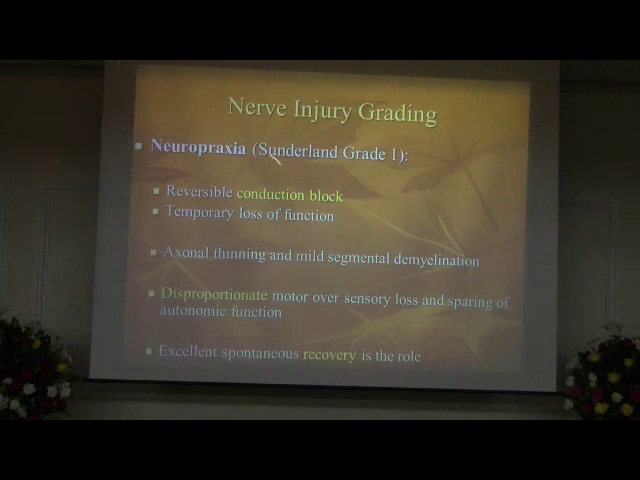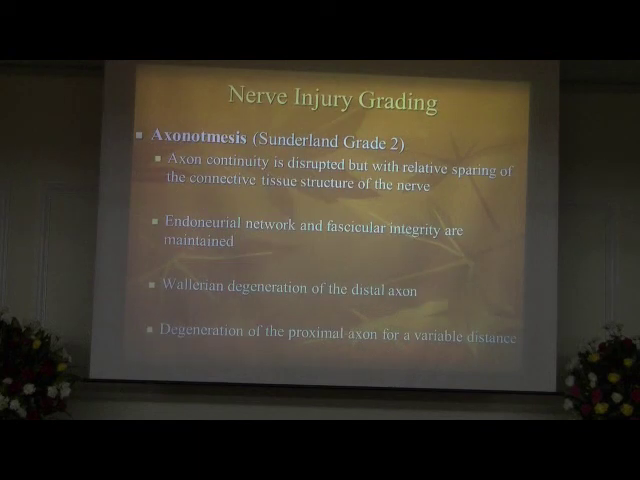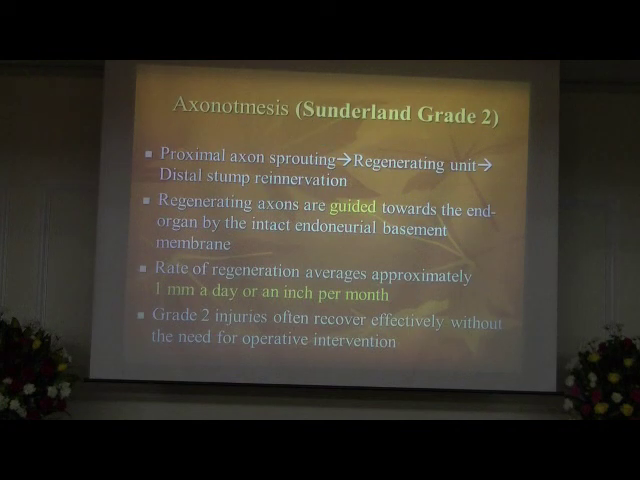But just to show you, in neuropraxia there's usually disproportionate loss of motor function over sensory, the autonomic function is usually spared, and excellent recovery is always the rule. In axonal injury, there will be distal degeneration and then regeneration, and this famous rule that you know is 1 millimeter per day or 1 inch per month regrowth. This is applicable mostly for axonal injury, because once you have a scar, this may not apply.